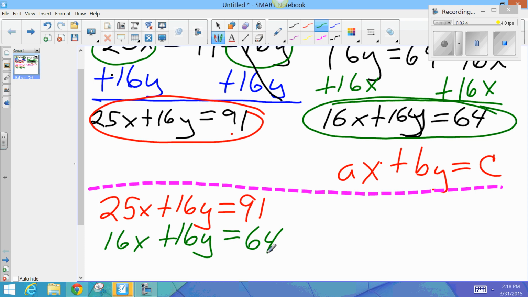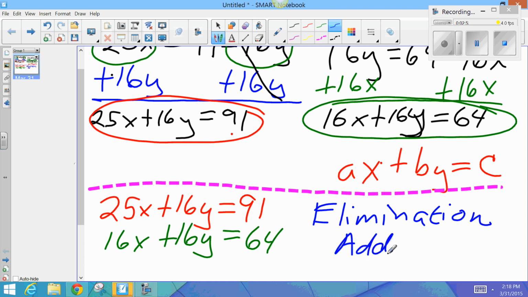Now, the concept of elimination is that we want to add the two equations together to eliminate. So if this term right here, the positive 16y in red, were a negative 16y, then when I add the two equations together, the y's would cancel, and that's what I want to happen.